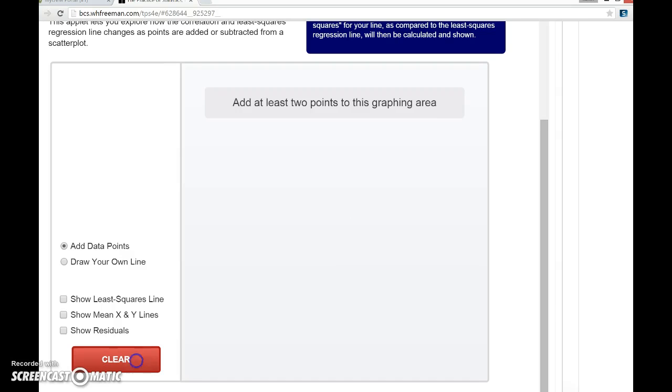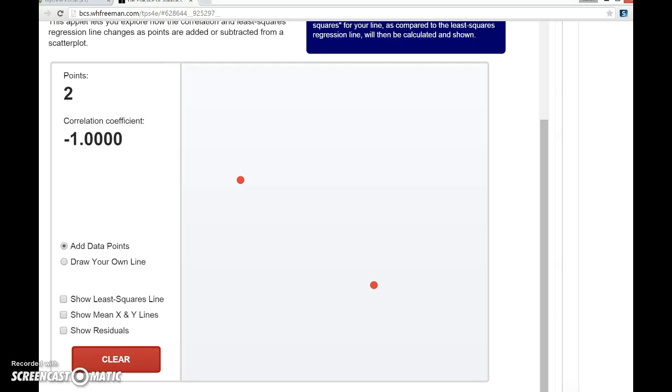Okay. I can do the same thing negative. Again, negative refers to that direction. And I have a perfect -1 correlation here. Again, 2 points. I can throw a third one in there, just a little bit off, and we can see we're really close to that -1.